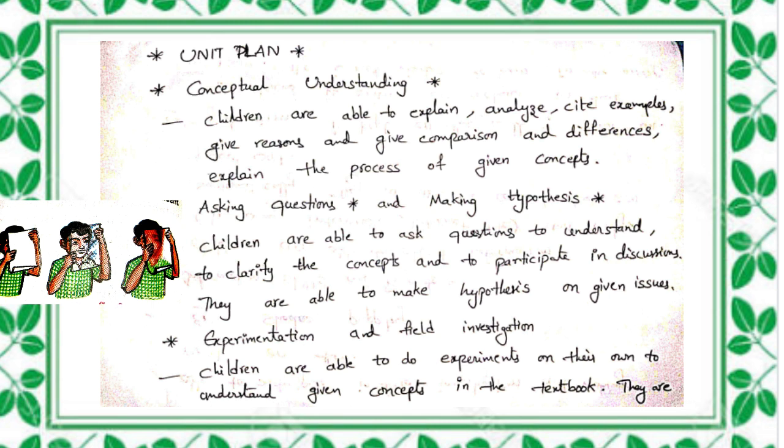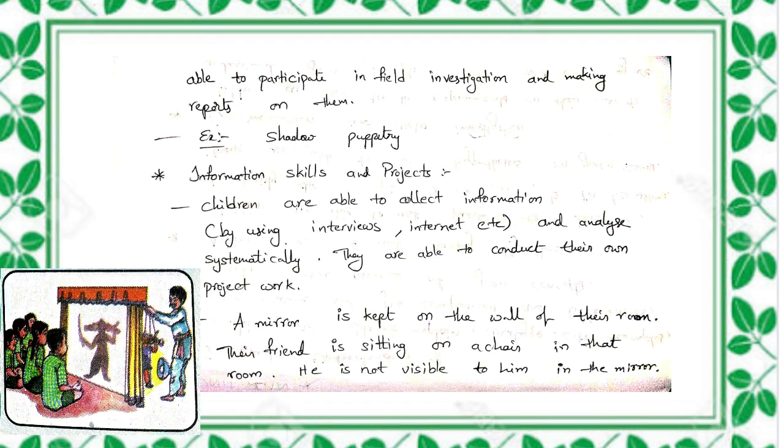Children are able to ask questions to understand, to clarify the concepts and to participate in discussions. They are able to make hypotheses on given experimentation and field investigation. Children are able to do experiments on their own to understand given concepts in the textbooks. They are able to participate in field investigation and make reports on them. Example: shadow puppetry.